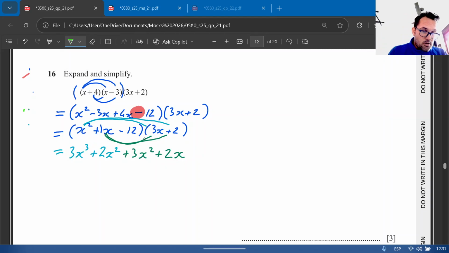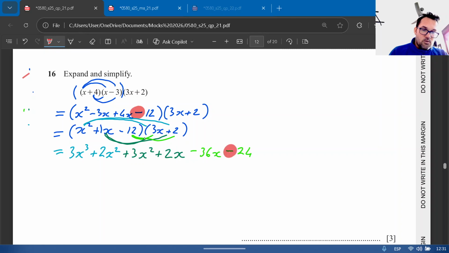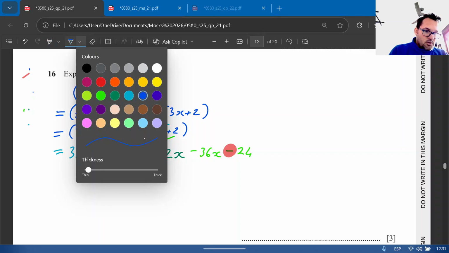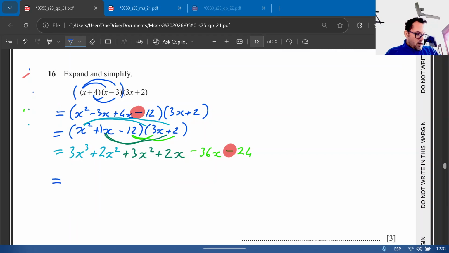Now the minus 12 times 2, so 12 times 3 is 36. It's a plus and a minus, so it's minus 36, and there's an x there, so it's minus 36x. And then 12 times 2 is 24, and a minus and a plus is a minus. Okay, by now, if you messed it up there, you'll probably mess it up here. But okay, so now we just need to simplify.